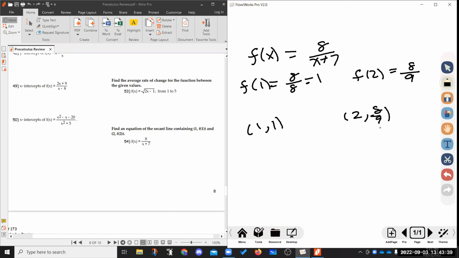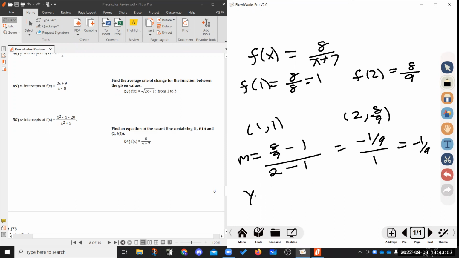These 2 points determine a line. We're going to find the slope of that, y2 minus y1 over x2 minus x1, which is -1/9 over 1, which is -1/9. That's my slope. Pick either point. I'm going to pick 1, 1, so I don't have any more fractions to deal with. y minus y1 is equal to m times x minus x1. So y minus 1 is equal to -1/9 times x minus 1.